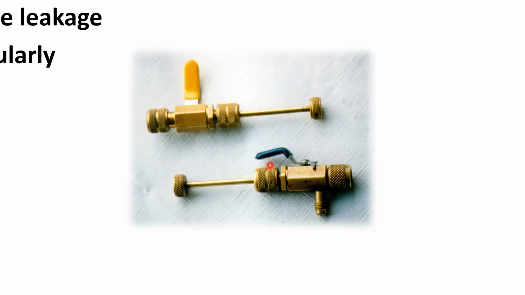Now with this one, we remove the Schrader, and we're also able to access the system through here without having the Schrader in. We're going to talk a little bit about evacuation. Evacuation is when you're removing air and moisture from your refrigerant system. So we can evacuate the system easier without the Schrader being in there and being a restriction and restricting the flow of refrigerant through the system.